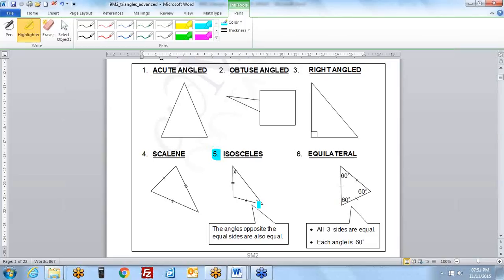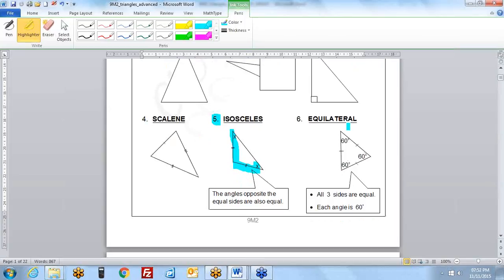So the angle and the side opposite that angle have a relationship. Due to the fact that this side is equal to that side, the reason for these two angles also being the same rests upon the fact that the angle opposite the side is equal to the angle opposite the side that's equal in length. So this side is equal to that side. Therefore, the angle opposite this side will be equal to the angle opposite this side.